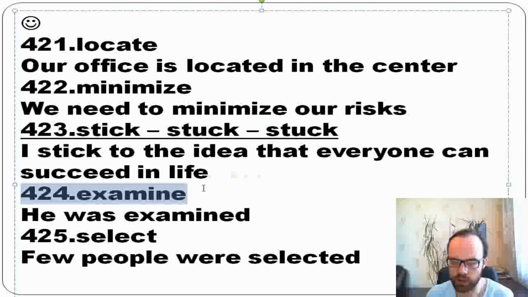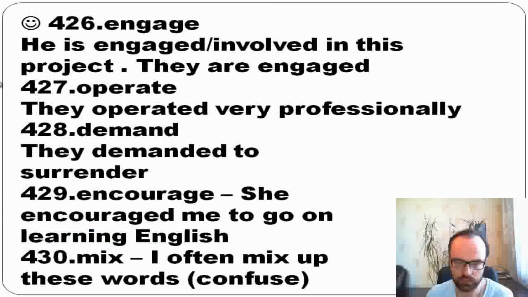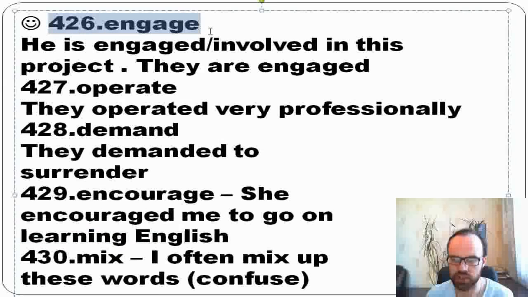Examine. He was examined. Select. Few people were selected. Engage. He is engaged in this project. He is involved in this project. They are engaged. Operate. They operated very professionally. Demand. They demanded to surrender.